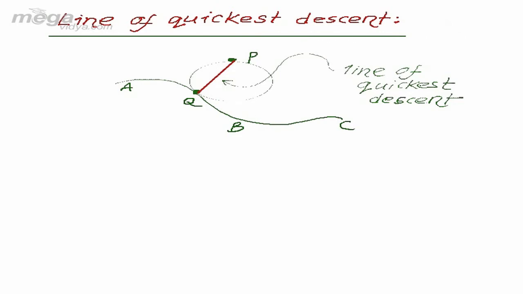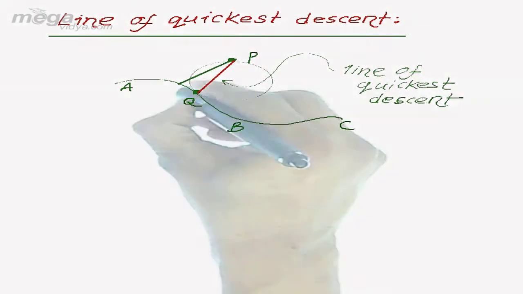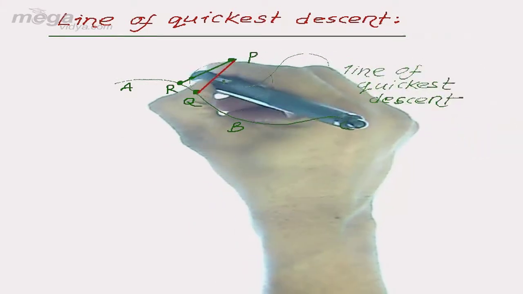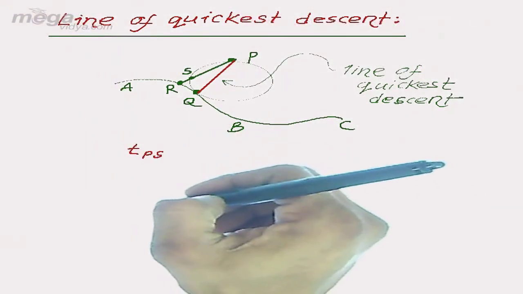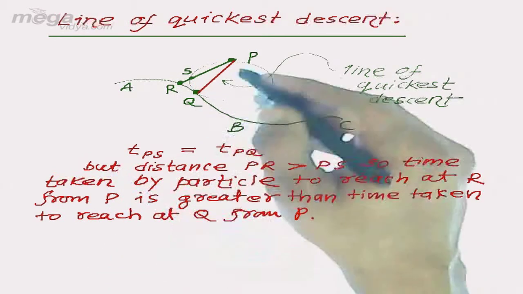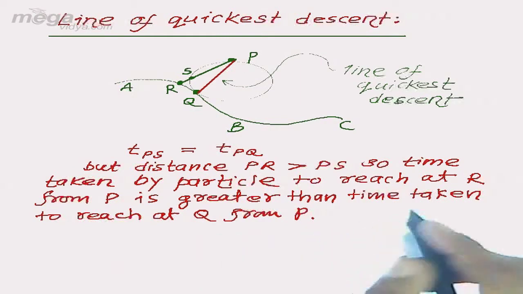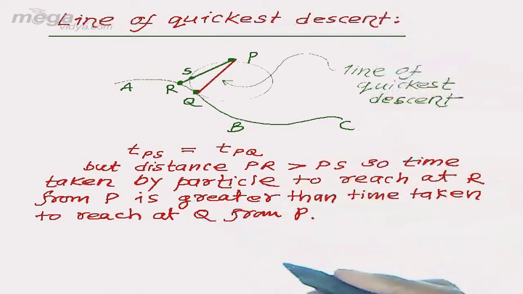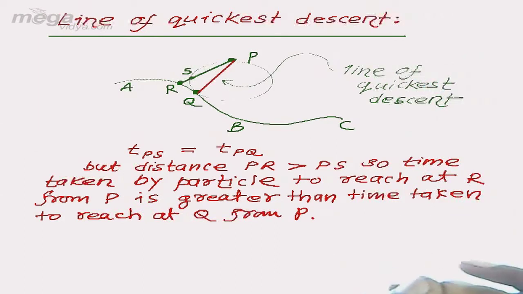Because if we take another line, say P to this point R, which cuts this circle at point S. Now, as we had discussed, the time taken to reach from P to S is equal to the time taken to reach from P to Q. But as distance PR is greater than PS, the time taken by the particle to reach R from P is greater than the time taken by the particle to reach Q from P. So we can say that this line will be the line of quickest descent because via this path the particle reaches the curve in the least possible time.